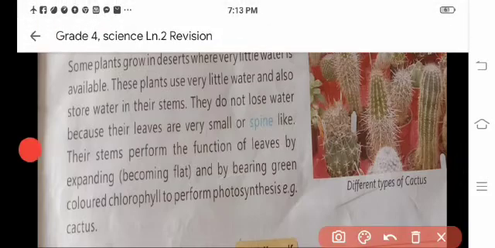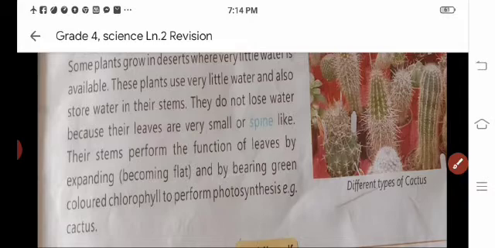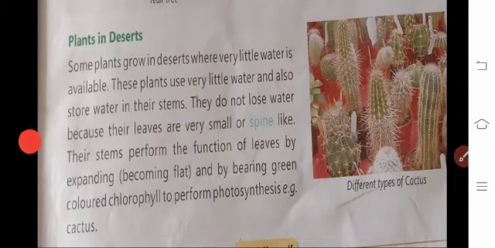Okay, plants in deserts. Some plants grow in deserts where little water is available. These plants use very little water. They do not lose water because their leaves are very small or spines. The stems perform the function of leaves. They are coloured green with chlorophyll to perform photosynthesis. For example, the cactus has leaves that are very small or spines. The cactus is found in deserts.